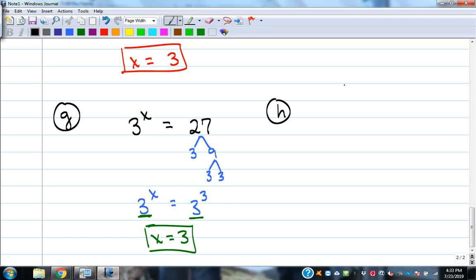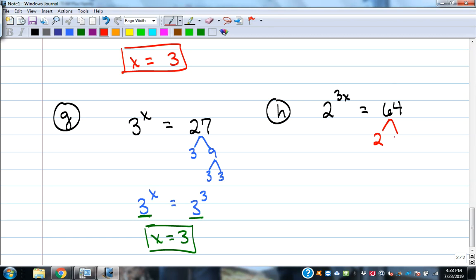Maybe we had an equation that had 2 to the 3x power is equal to, let's do 64. A little bigger number. Well, I look at the side that has the variable in the exponent, and I look at the base and say, can I break that base down? Well, 2 is a prime number. It's 2 times 1. There's no way I can break that down further. So that means I'm going to break down the 64 using 2s to try to figure that out.